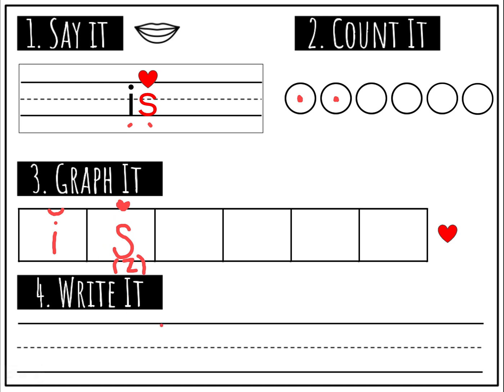So let's go ahead and write it at the bottom. Once again, sound it out with us, or with me. I. That's an I, short I. Z, not a Z, a letter S. So we have to remember the S is saying Z.